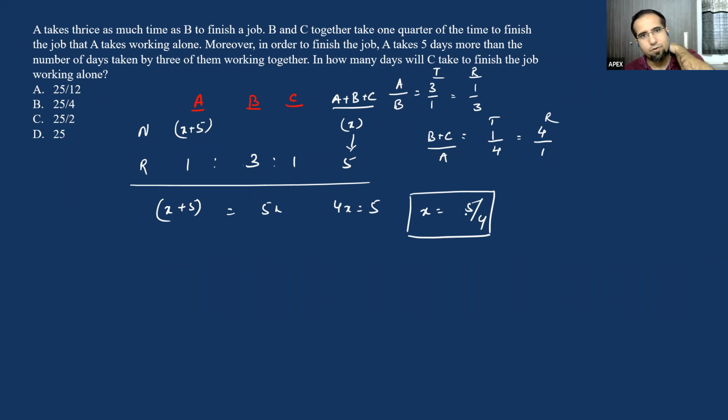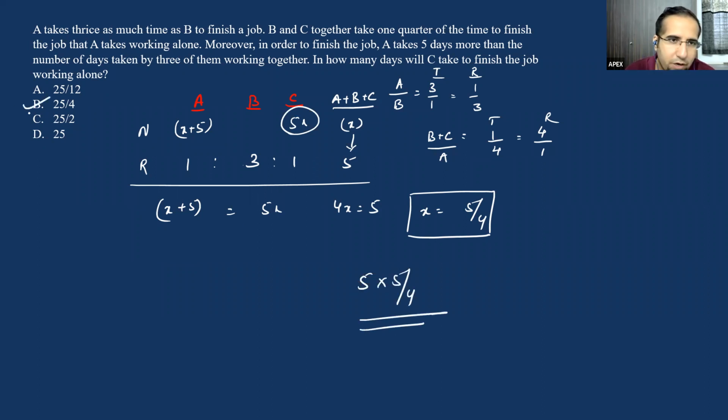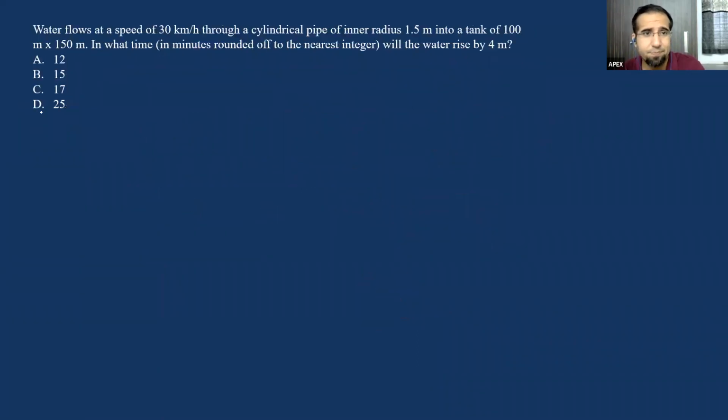Okay. Right. Now, in how many days will C alone take to finish the job? Clear? So C will take 5x days only because my total work is 5x. So if C will take 5x days, my answer becomes 5 into 5 by 4, which is going to be 25 by 4, which is option B. A very easy question that you should have definitely converted. Should not have taken more than a minute, guys.